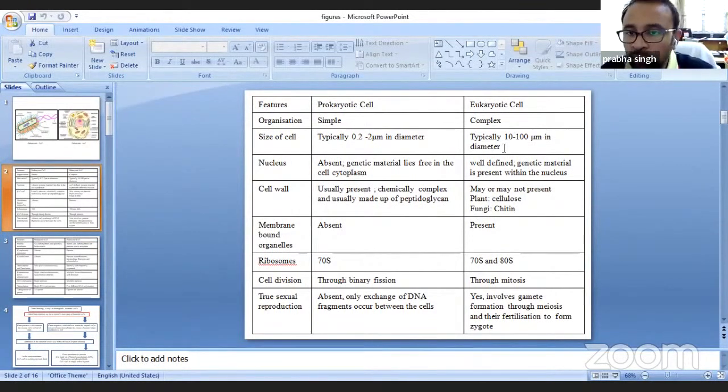And when it starts moving, then it may carry some of the chromosomal segments together. But it is never like that the entire DNA from one bacterial cell moves into another.